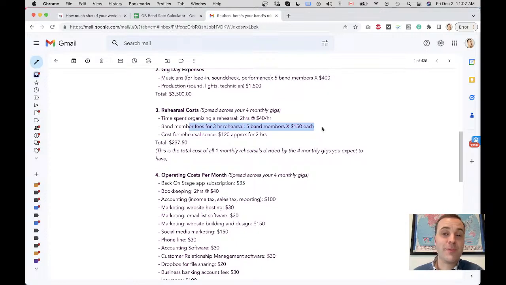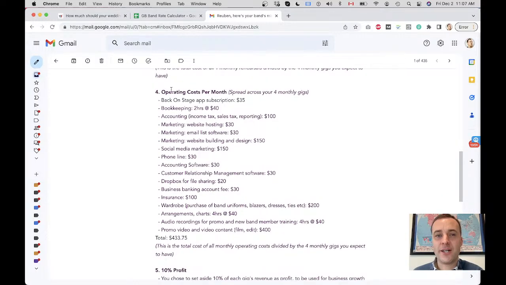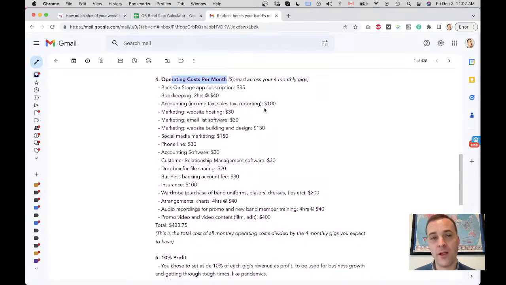And if you expect them to prioritize that rehearsal and say no to other gigs in order to be there, you really do need to think about that. And then, of course, cost for a rehearsal space. You want to budget that in there as well. Operating costs per month. So these are things that don't belong to particular gigs, but are things you need to think about and factor into your rate as well.